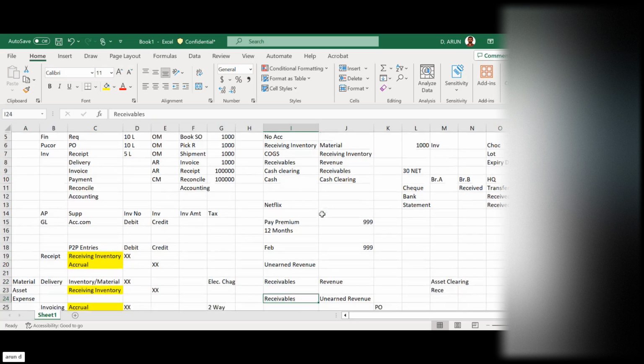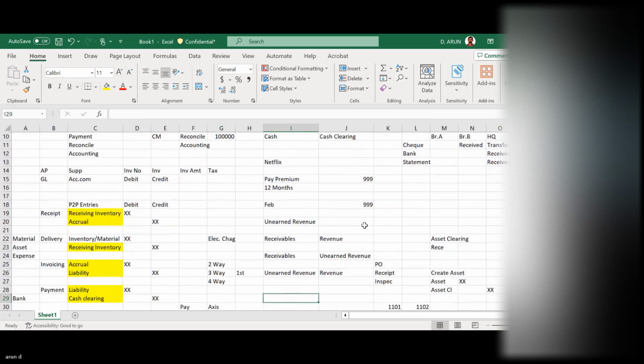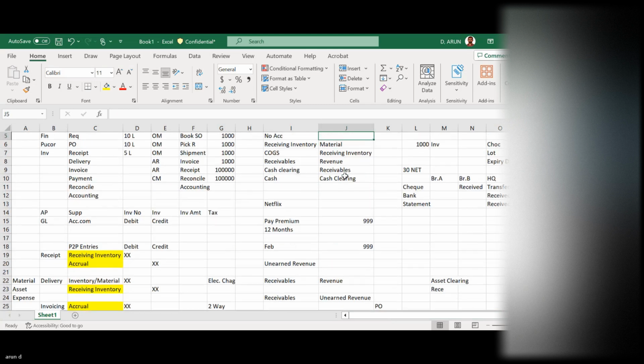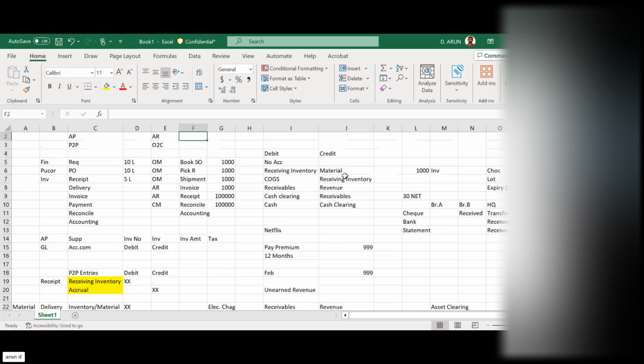Any question till this point? Yeah, only about that receipt part, like in P2P we will receive the payment, right? No, in O2C we will receive, and in P2P we will pay. Correct. Here we will collect it from the customer. Okay, no doubt.